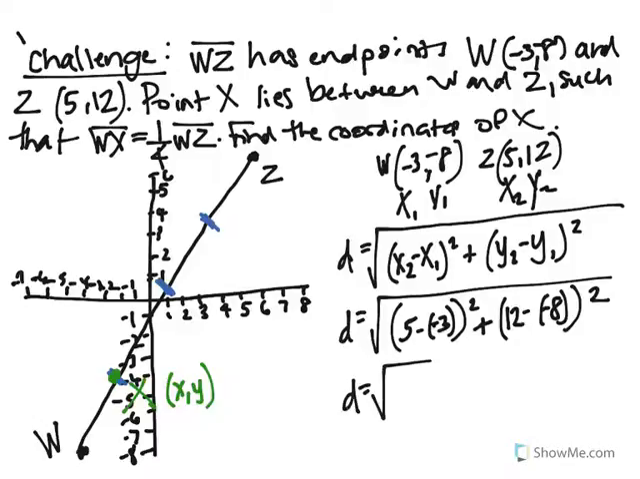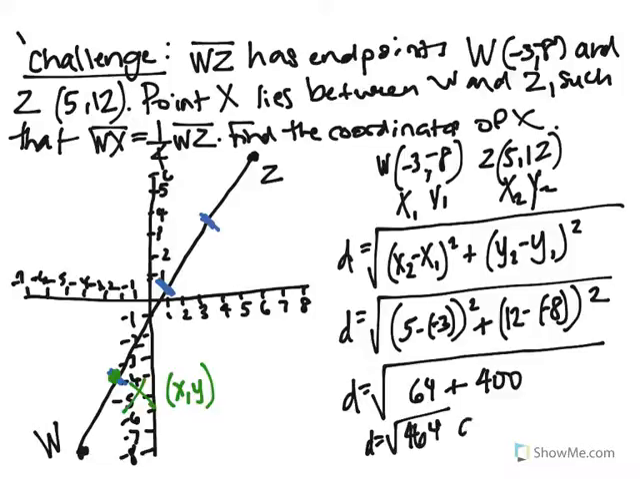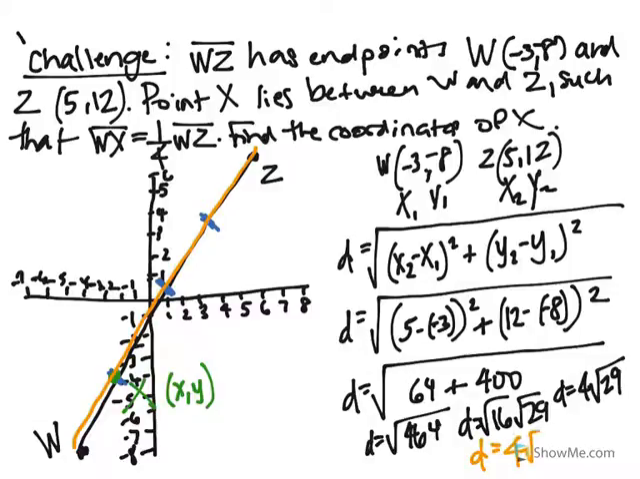Distance equals the square root of 5 minus -3 is 8. 8 squared is 64. 12 minus -8 gives me 20. Squared gives me 400. So distance equals the square root of 464. Distance equals rad 16 times rad 29. Distance equals 4 times rad 29. Okay? So the distance of this whole thing, WZ, equals 4 rad 29. Right?